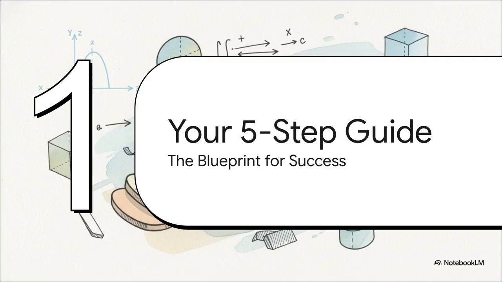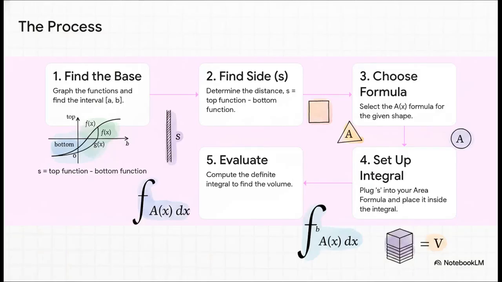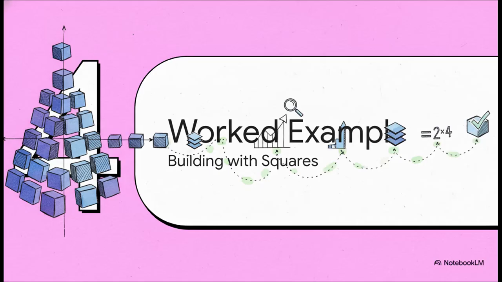Now, to make this absolutely foolproof, I'm going to give you a 5-step blueprint. Think of it as a game plan that you can use to solve any of these problems every single time. Okay, here's the roadmap. Step 1, you've got to figure out your base region. Draw it on the graph. Step 2, find the length of your slice, s, which is almost always just the top function minus the bottom function. Step 3, pick the right area formula from our toolkit. Step 4, you plug that s you just found into the area formula, and that gives you your A of x to put inside the integral. And finally, step 5, you just solve the integral. That's the whole process. All right, theory is great and all, but let's see this thing in action.